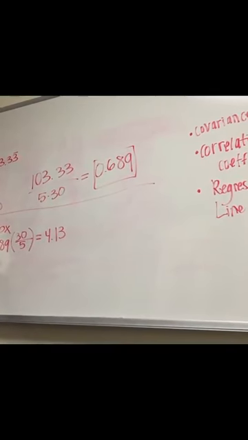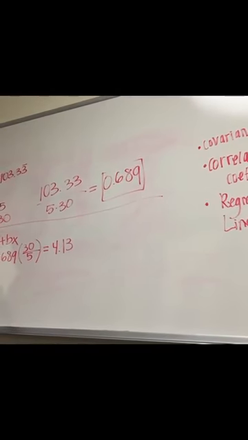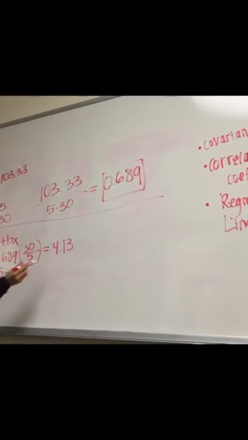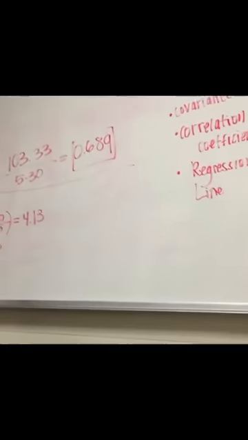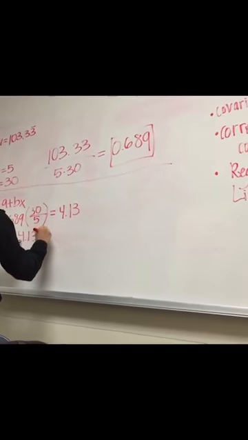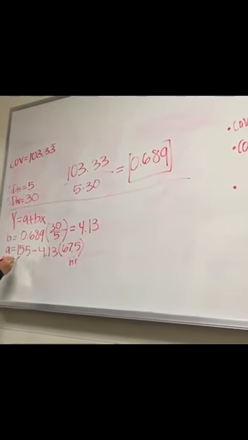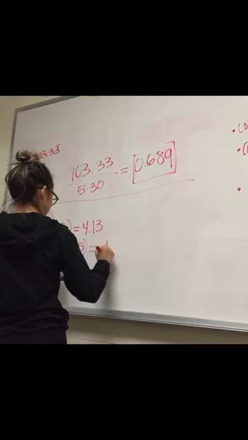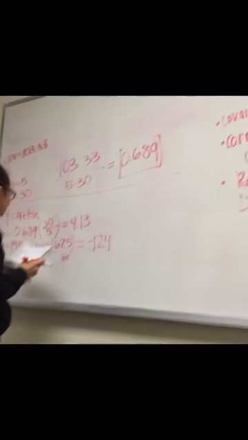And then the a is the mean of weight, which was 155, minus what we just got, 4.13, times the mean of height, which was 67.5. This is the mean of height, and this one is the mean of weight. When you solve this, you end up with negative 124. You guys are following? Yes.